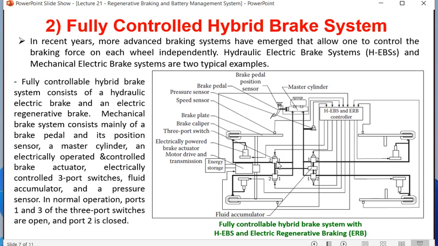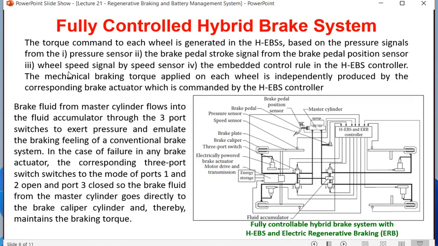You are finding, as there are 4 wheels, there are 3-port switches. These are actually controlling the direction of fluid from the cylinder to the wheel or to the caliper. Okay, because wheel friction is generated by the caliper. So it is possible to control the friction at each wheel separately. That's why these 3-port switches, fluid accumulator, they are the new thing in this fully controlled hybrid brake system, which was not there in case of previous hybrid braking system.